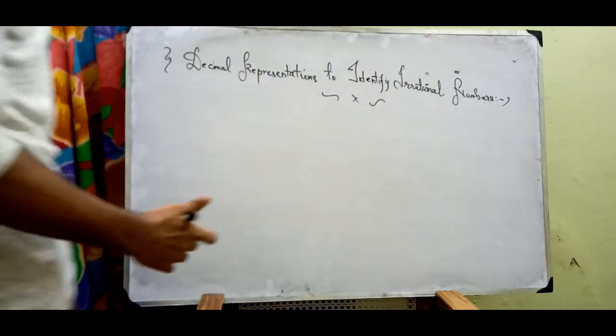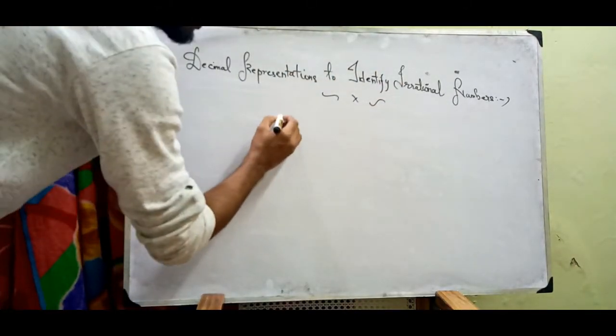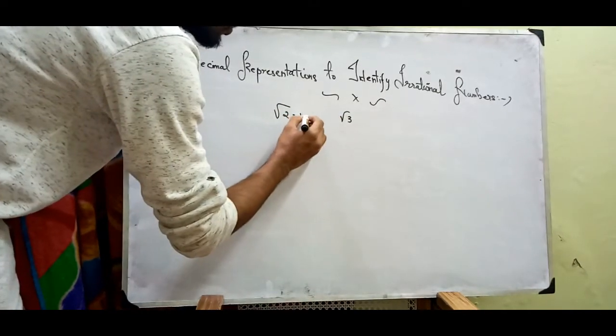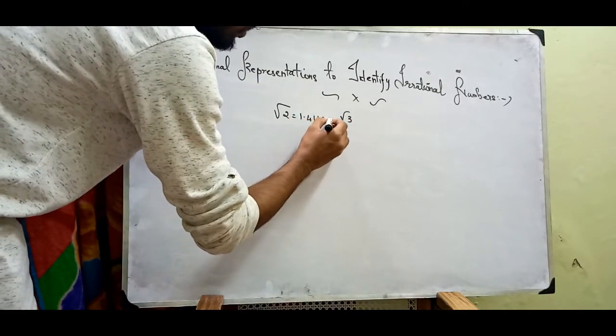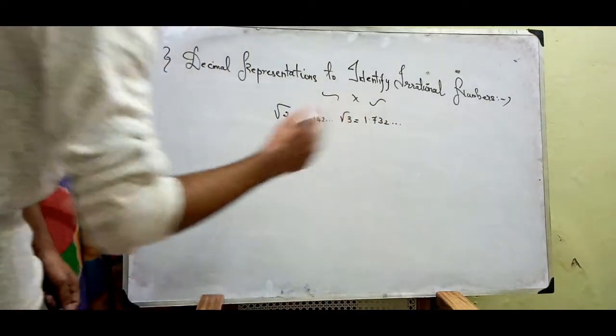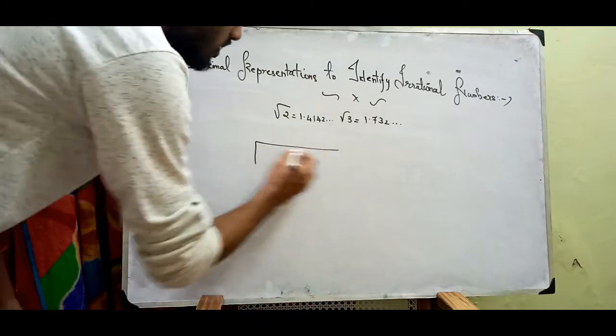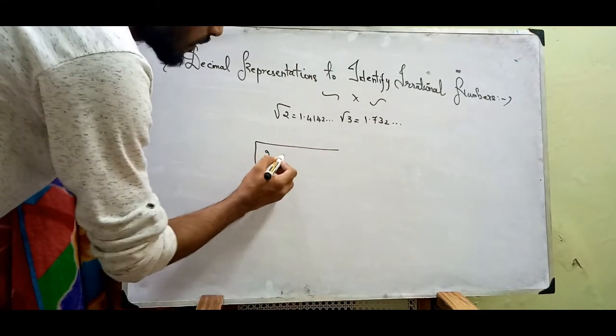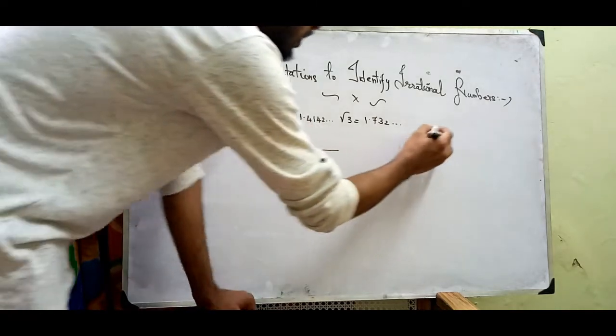Identify the irrational numbers. Let us start with root 2, root 3. We know root 2 is 1.4142 and so on. Root 3 is 1.732 and so on. So let us find root 2, that means the square root of 2.